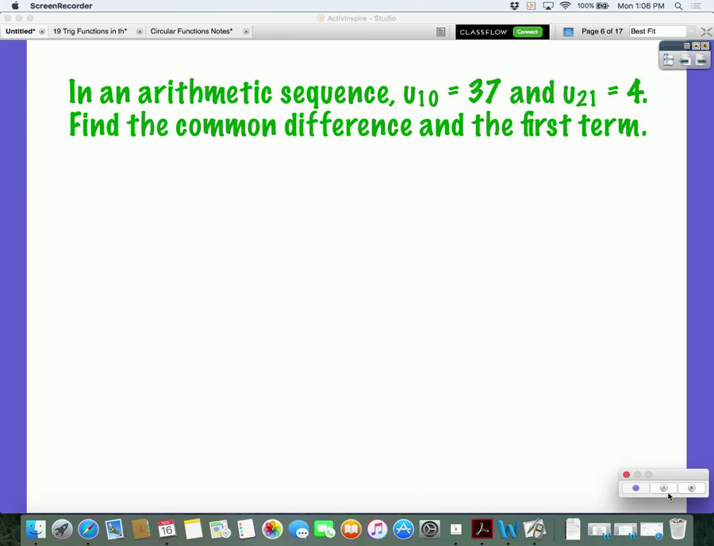Alright, for this one, the arithmetic sequence, u sub 10 is 37 and u sub 21 is 4. Find the common difference and the first term. You have two numbers in the sequence that are nowhere near each other. You know your 10th term is 37 and your 21st term is 4. So you remember how to do this.